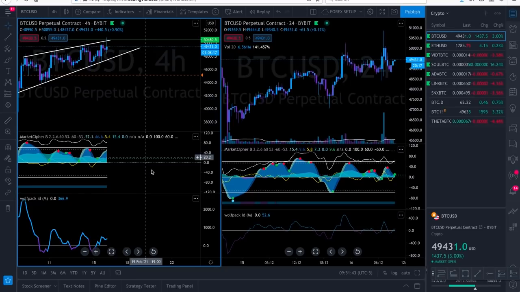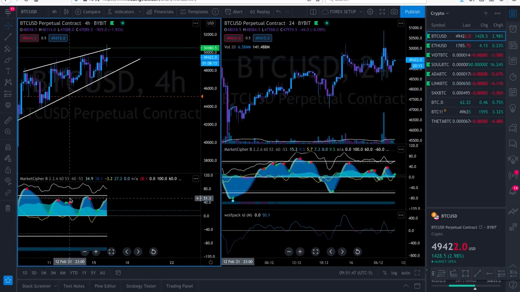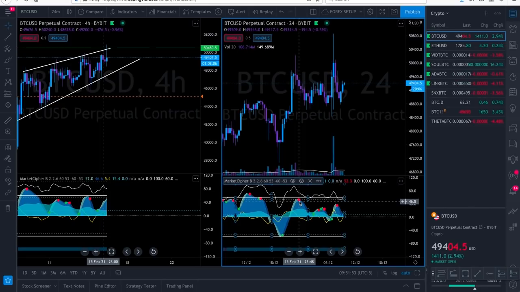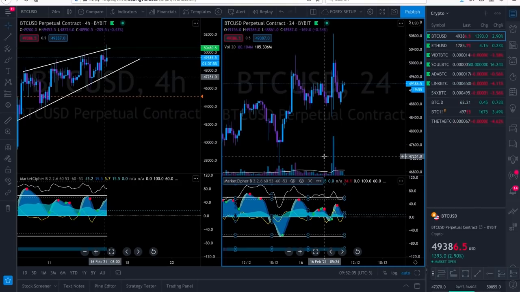If you're not watching the computer all day, you need to set alerts. And here's how you're going to do that. You're going to go into TradingView. You are going to click Market Cipher B or any indicator you're using. And then you're going to right-click it. After it's highlighted, you're going to right-click it, and then you're going to click Add Alert on Market Cipher B.